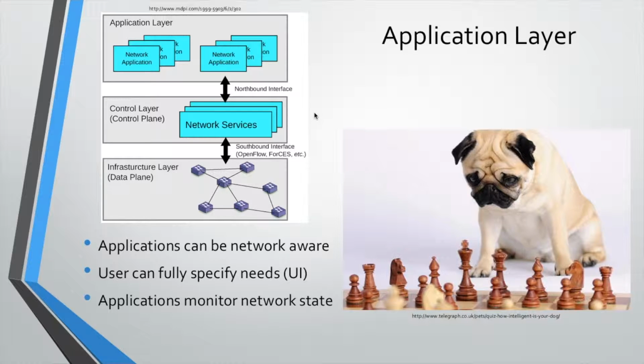With this application layer, applications can be more network aware of what's going on with the network, as it uses this northbound interface to interact with the control layer and see what is going on within the network. The user can fully specify the needs that they have for this network by using these network applications. And the applications are also used to monitor the network state. So any business user can be logged into these network applications and monitor the state of their network or get alerts if something were to happen.